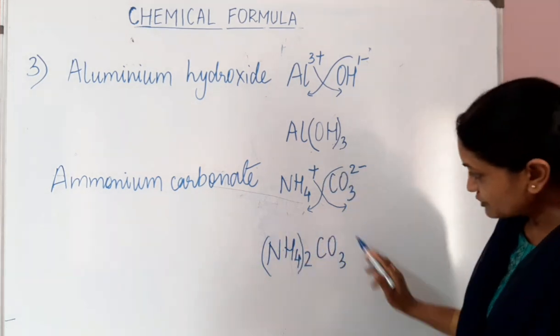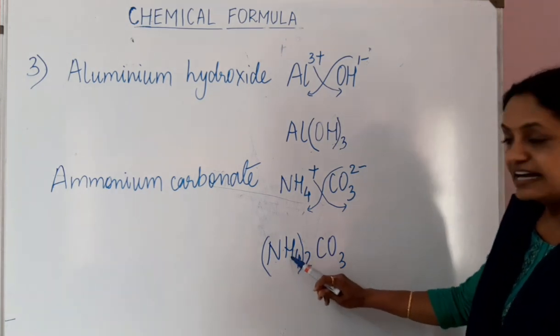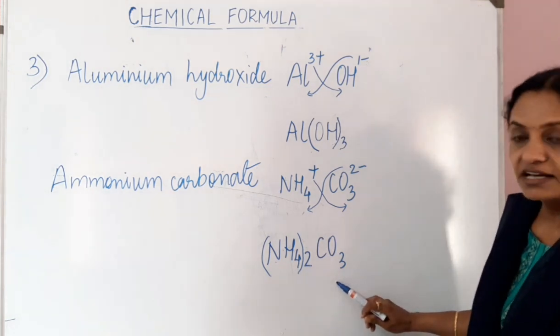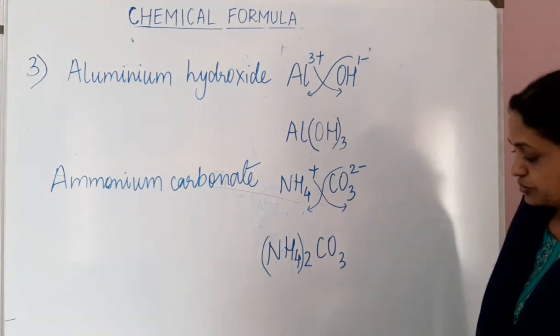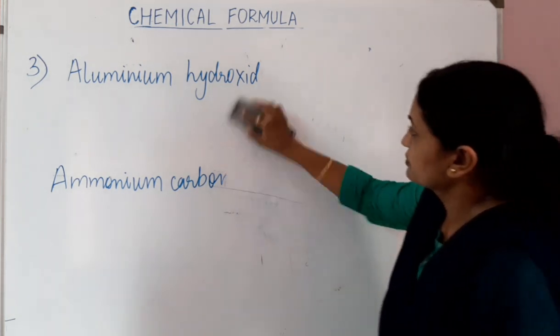Again in this formula, you will see 2 nitrogen atoms, 4 multiplied by 2 gives 8 hydrogen atoms, 1 carbon atom and 3 oxygen atoms. Okay, so this was rule number 3. Now let us understand the last rule, rule number 4.